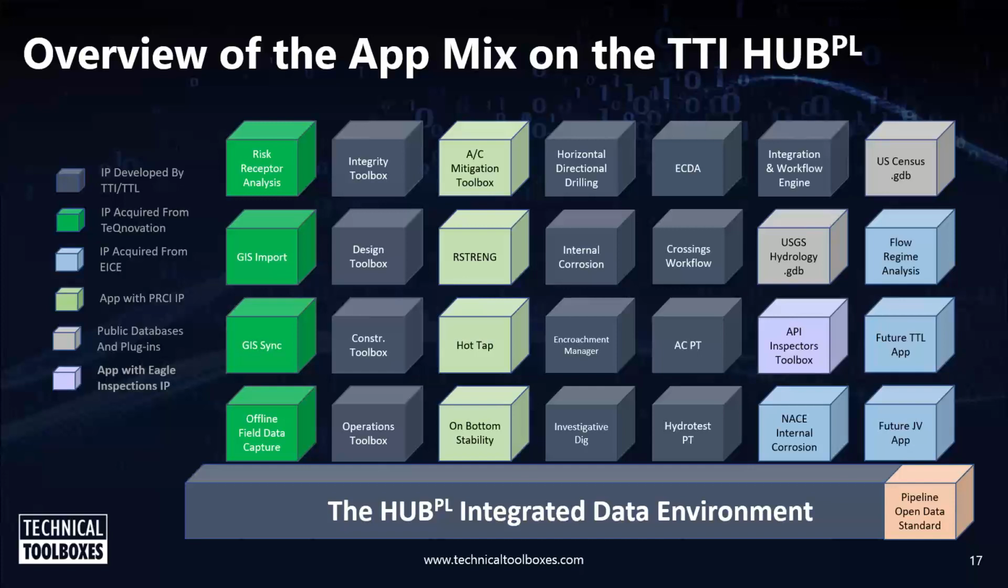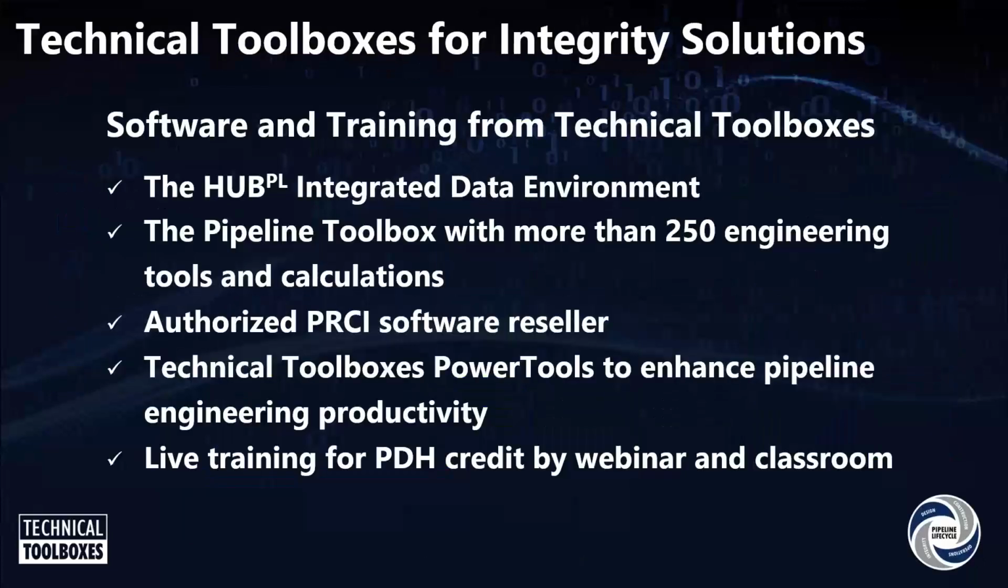On this slide, we try to show how the Pipeline Hub from Technical Toolboxes provides cost and risk reduction and digital transformation by bringing the encroachments into the integrated data environment of the Pipeline Hub. The graphic shows different data sources available on the Pipeline Hub platform. The tools represented by the boxes are interconnected via the hub. The color coding reveals the relationship and histories of the apps. For example, dark blue is IP developed within Technical Toolboxes. The other colors indicate data integrated from external sources, and gray shows public data and plugins.